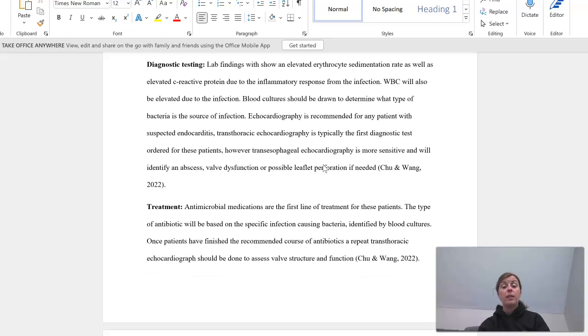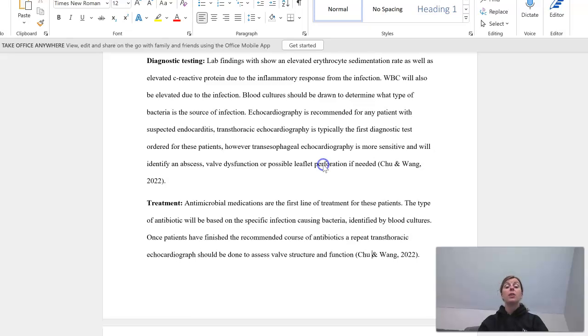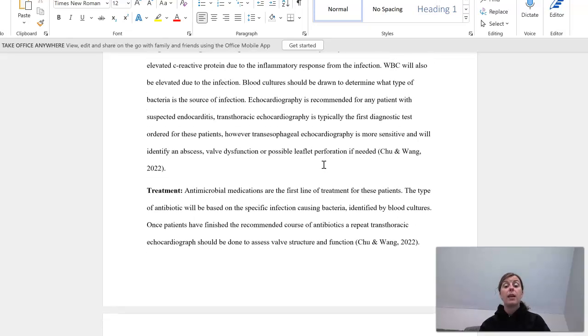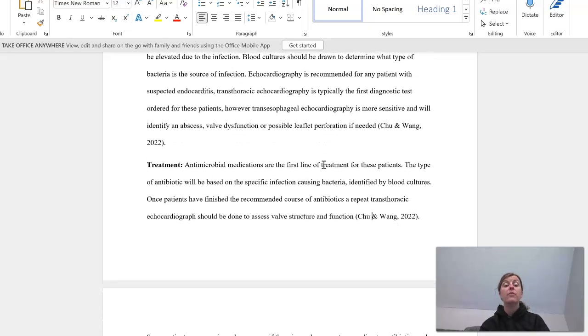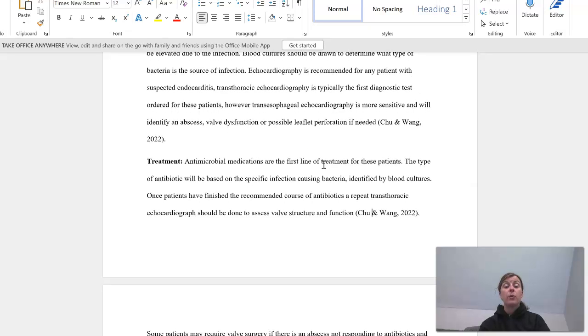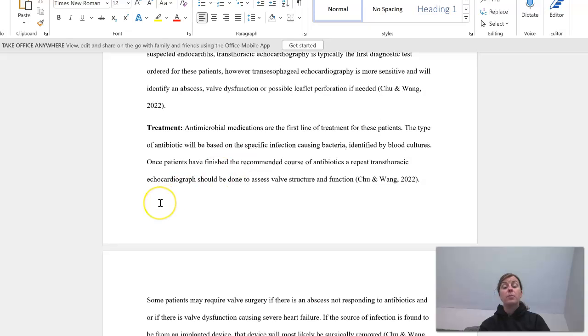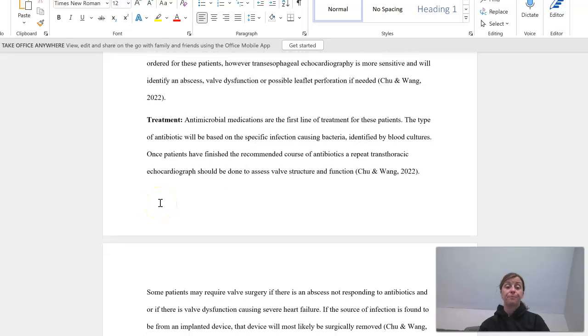Echocardiography is recommended for anyone that has suspected endocarditis. Most typically, a TTE will be ordered, the transthoracic echo, because it's less invasive, but it's not as sensitive. So if that test comes back negative and there is still high suspicion, then a transesophageal echocardiograph should be ordered because it's more sensitive. It will allow the provider to identify an abscess, any valve dysfunction, or even a possible leaflet perforation.